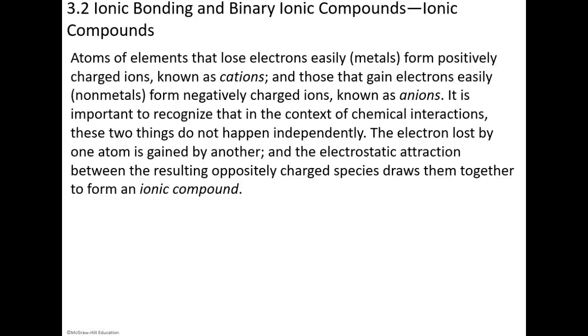All right, section 3.2, we're going to talk about ionic compounds and binary ionic compounds. I'll just read this and go through it as we're reading it. Atoms of elements that lose electrons easily are mostly metals, and they form positive charges known as cations. So cations have plus charges. Most of the time, 99% of the time, these are the metals.